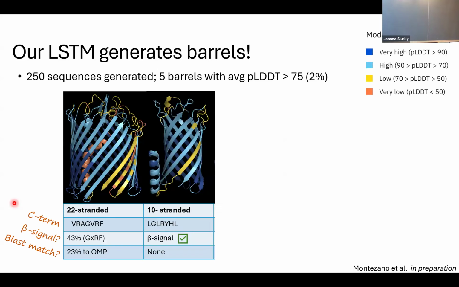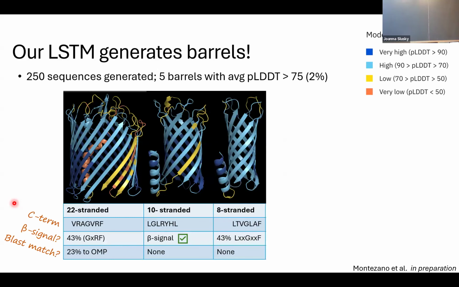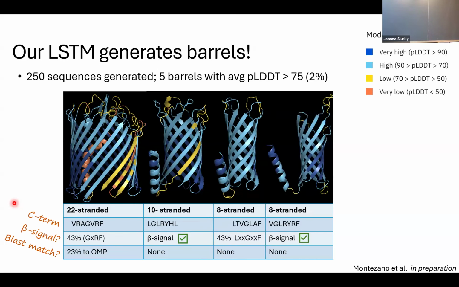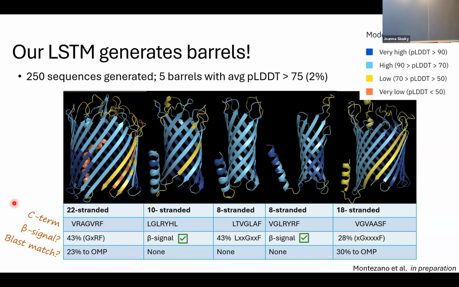Whereas this one is a 10-stranded barrel. This one really does have a nice strong beta signal at the end, and it has no BLAST relatives. Similarly, this 8-stranded barrel has something like a beta signal over here and no BLAST relatives. Here's another 8-stranded barrel. This one does have a beta signal for sure. No BLAST relatives.